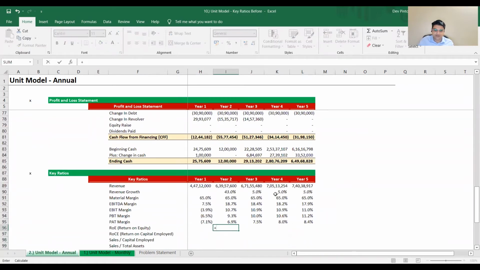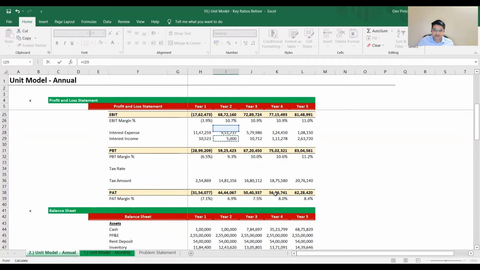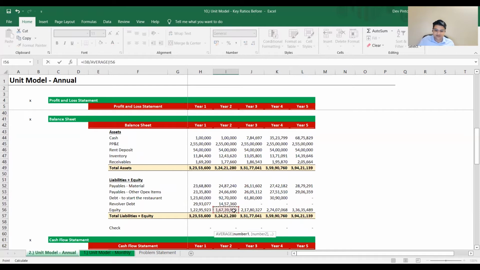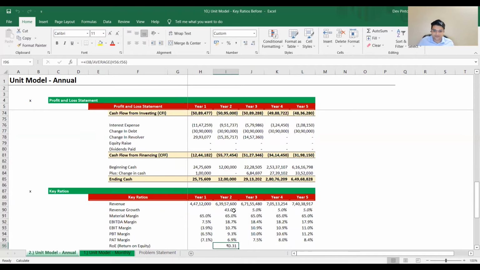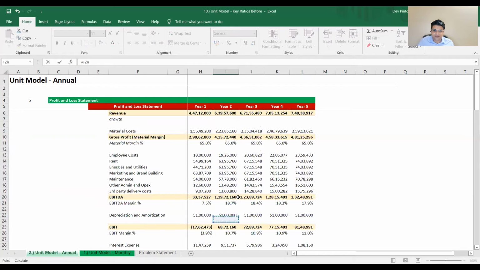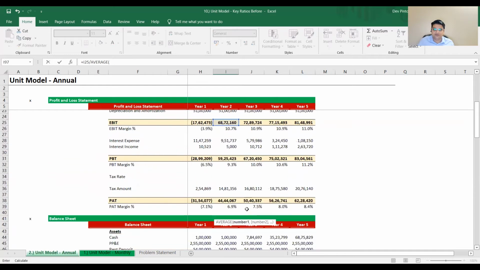Okay, ROE. How do you compute ROE? It's nothing but profit after tax divided by average equity balance, right? ROCE is nothing but EBIT divided by the average capital employed.